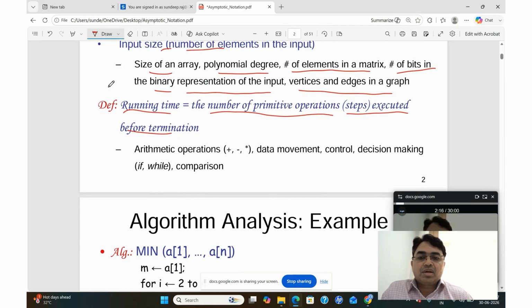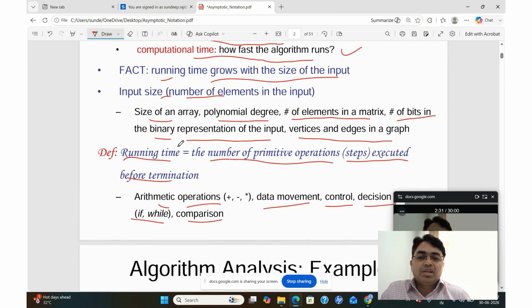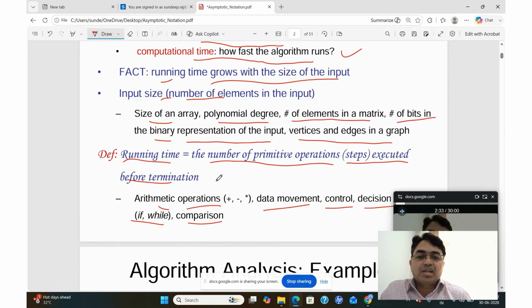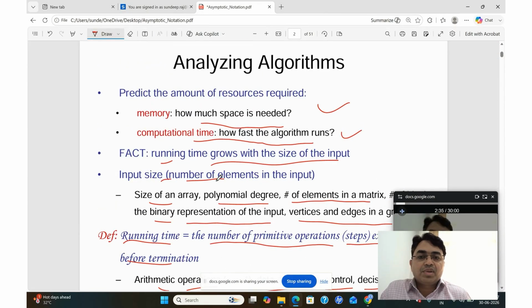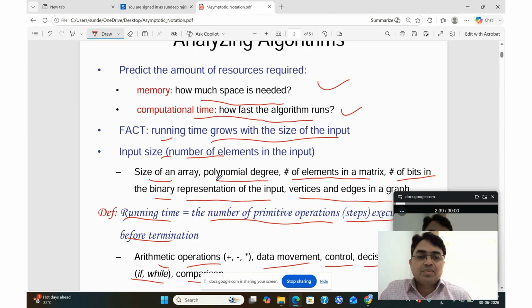Coming to the operations, there will be arithmetic operations: plus, minus, multiply; data movement; control statements; decision making statements like if and while loops; and comparison statements. So all these things will decide the running time of a particular algorithm for analysis of space and computational time in case of an algorithm.